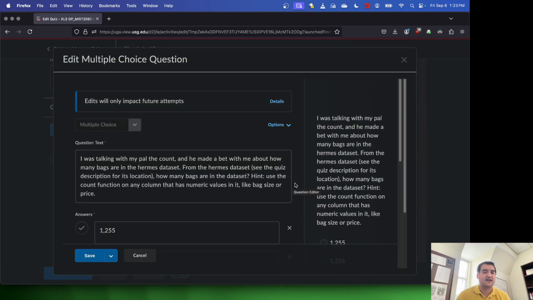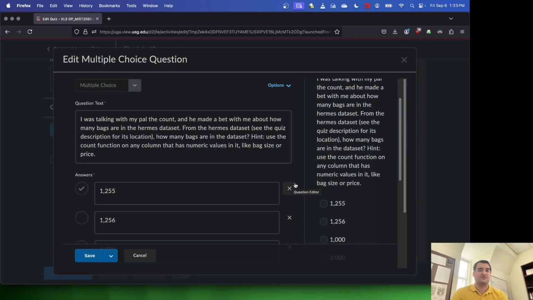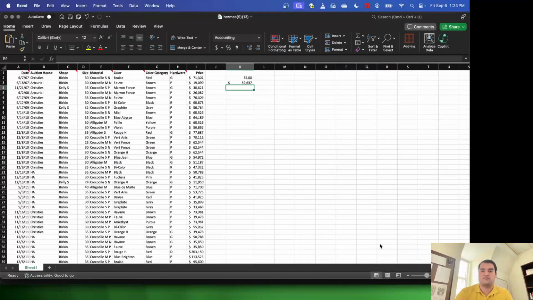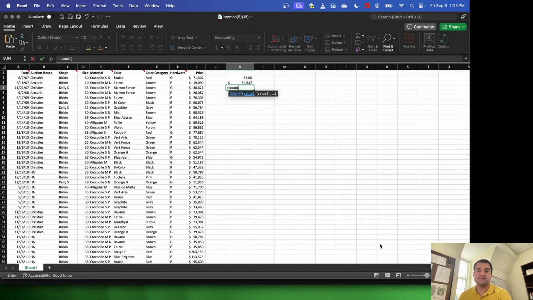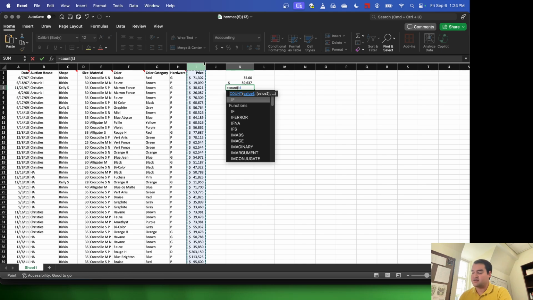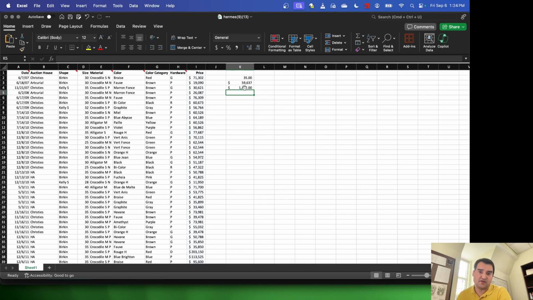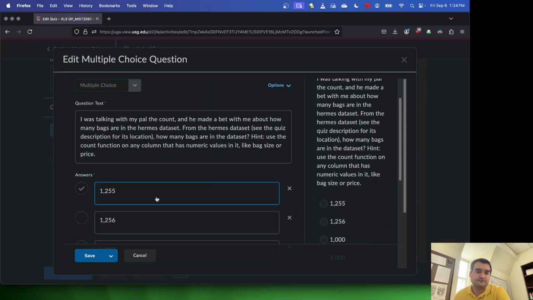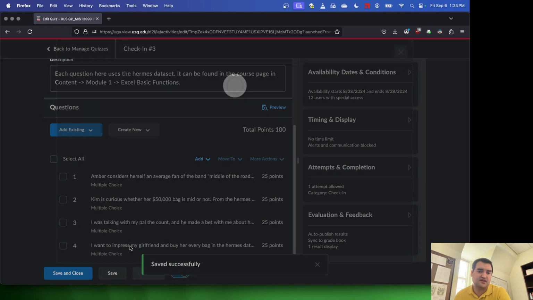The third question says, I am talking with my pal, the Count, and he made a bet with me about how many bags are in the Hermes data set. From the Hermes data set, how many bags are in it? Hint, use the count function on any column of numeric values. So let's do that. Let's use the count function. Use the price column to take the count. It tells me there are 1,255 bags. So 1,255 is the right answer. So we can go ahead and save that.